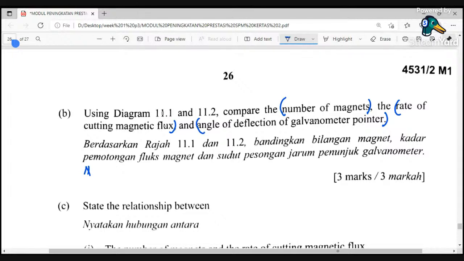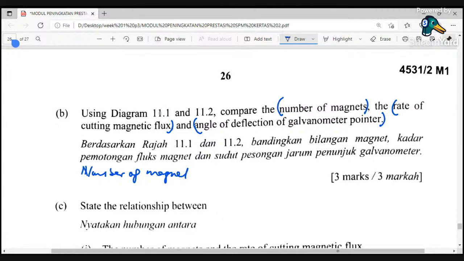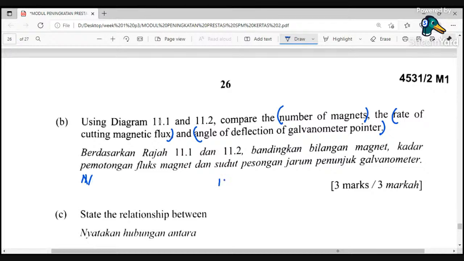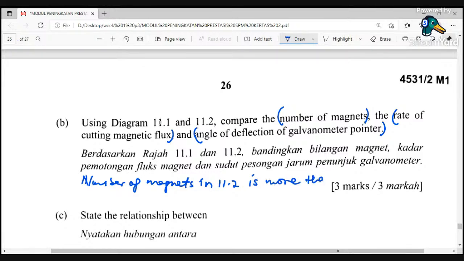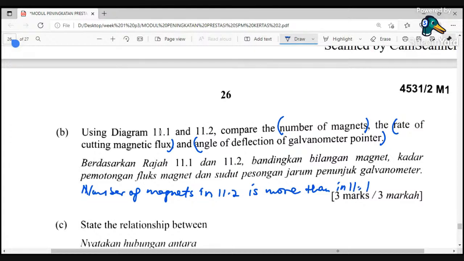Okay, so first part ya. Number of magnets in 11.2 is more, okay, than in 11.1. As for me, I prefer you all to write complete like this.